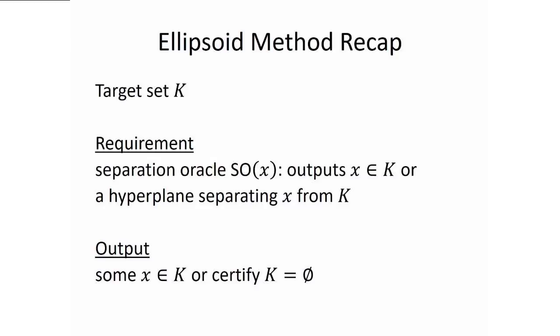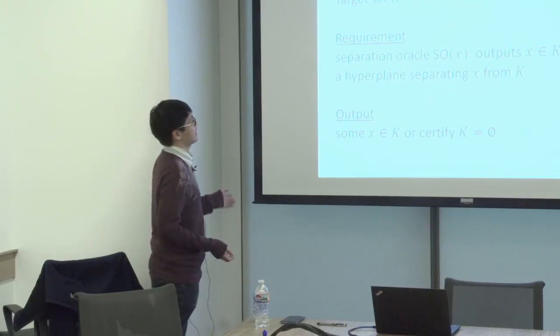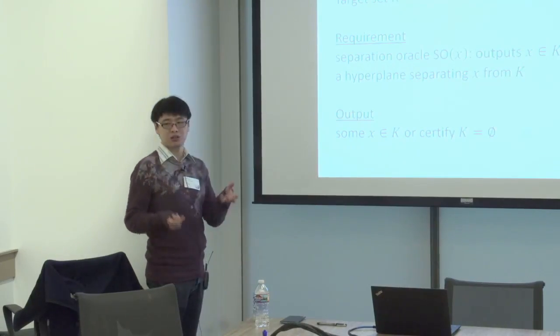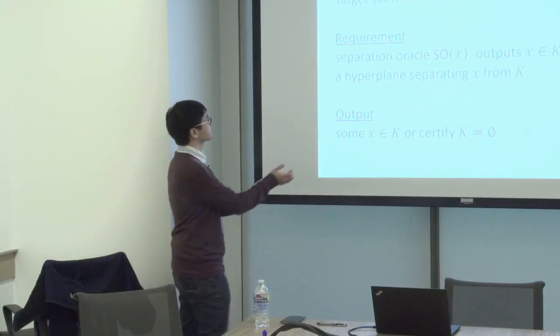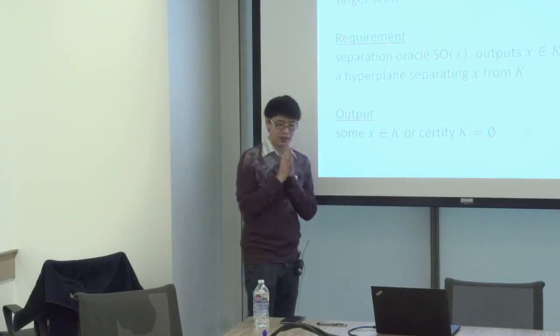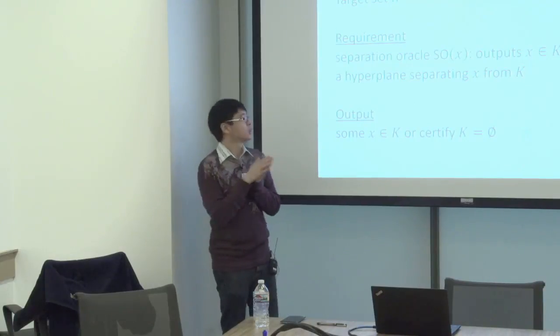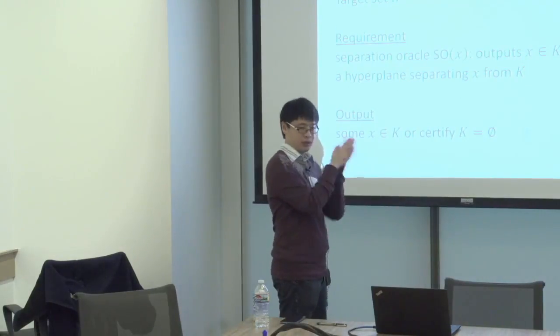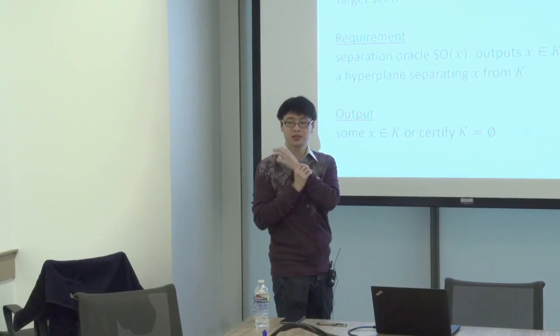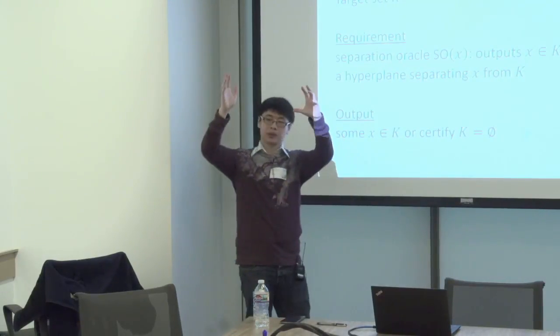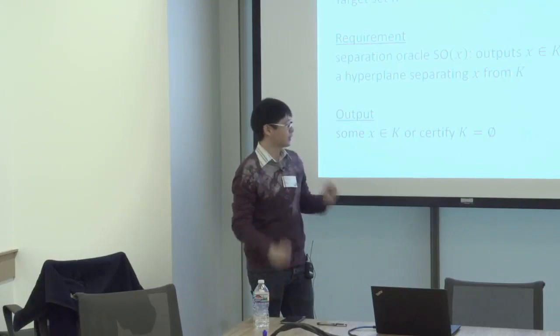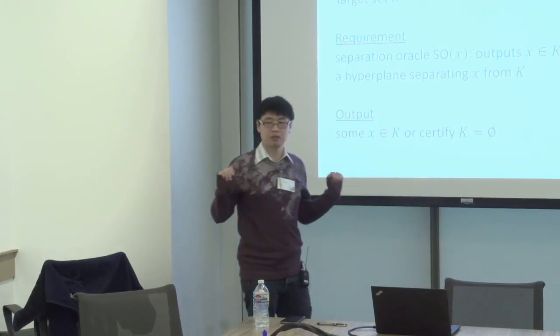So the ellipsoid method: you have a target set K, and the problem is that we want to find a point in our set K. What we are given is a separation oracle. If you have a point, either you know that it's in your target, or you have a hyperplane separating your point from the target. And that's our problem.